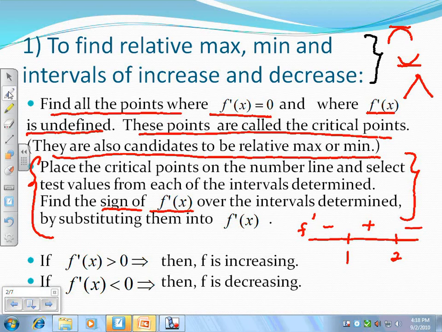If f prime is negative, that means the graph is decreasing. Positive means the graph is rising. Negative means the graph is decreasing again. So already you would have a lot of information. Like here, you have a minimum because it's decreasing and then increasing. Here you would have a maximum because it's rising and then falling.